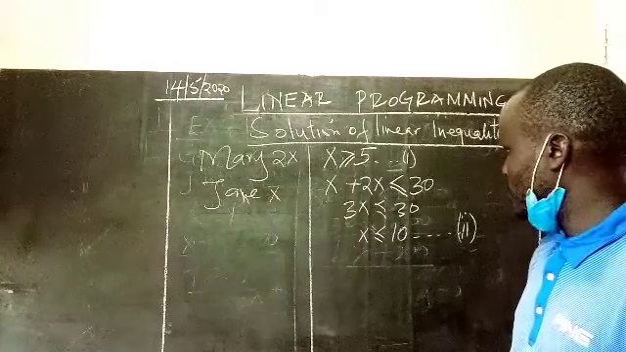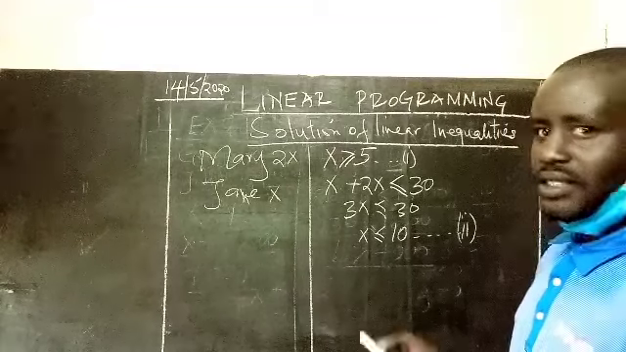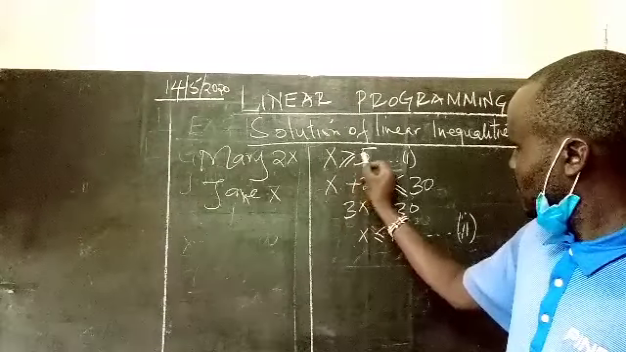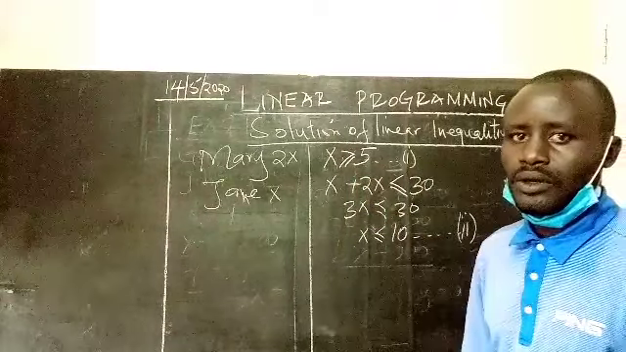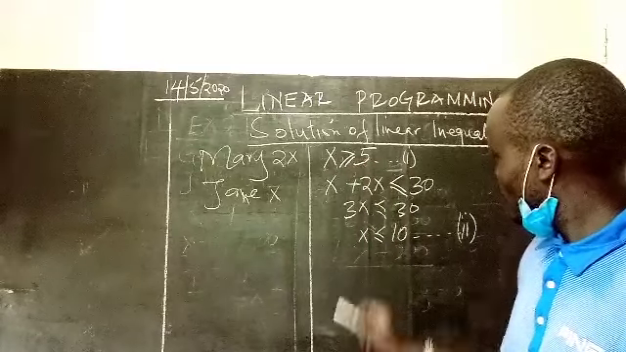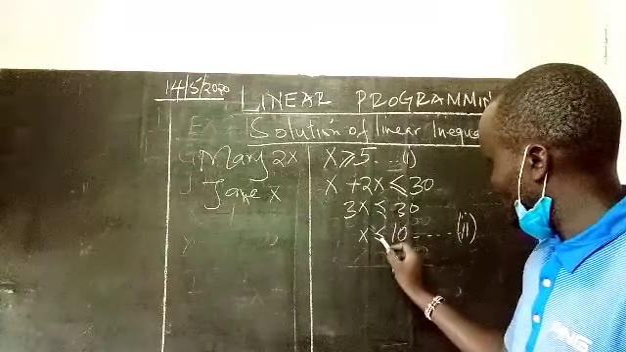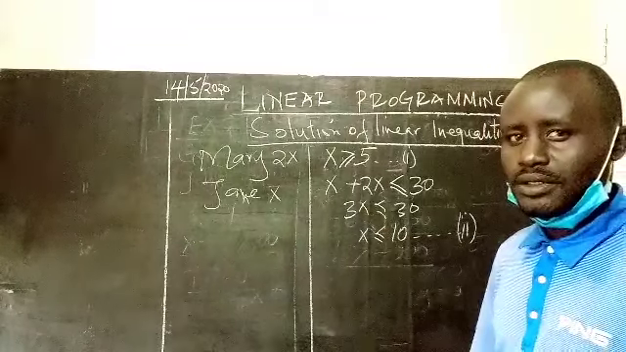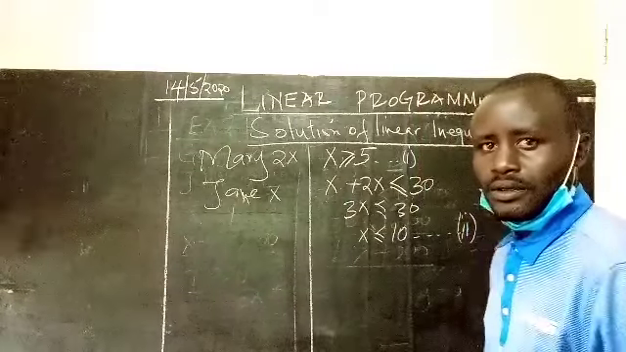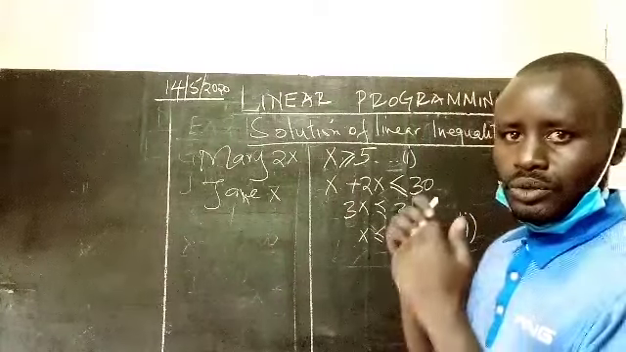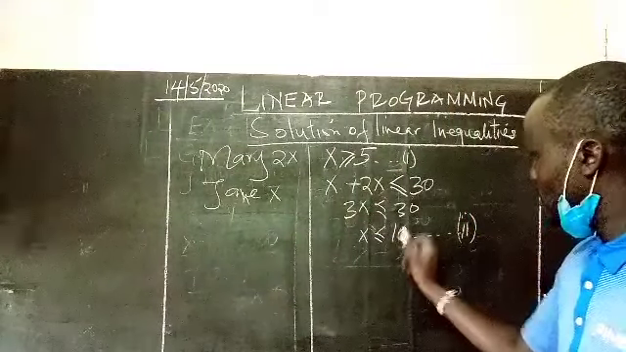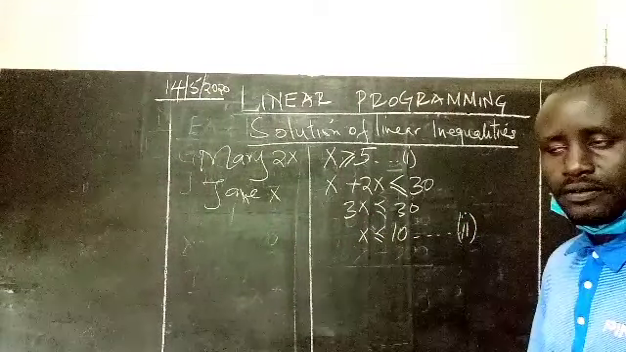Now, we want to find the range of values. As you can see, in this case, x is greater than or equal to 5, and we also have x is less than or equal to 10. It means it's ranging from 5 all the way to 10, because here 5 is inclusive and also here 10 is inclusive.